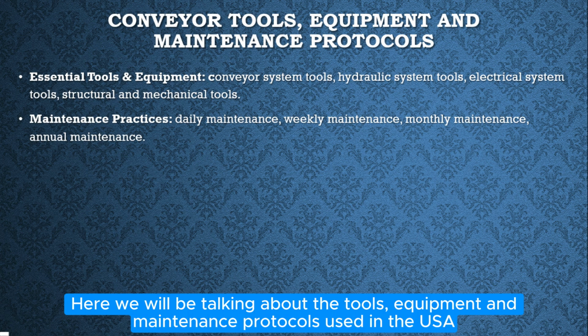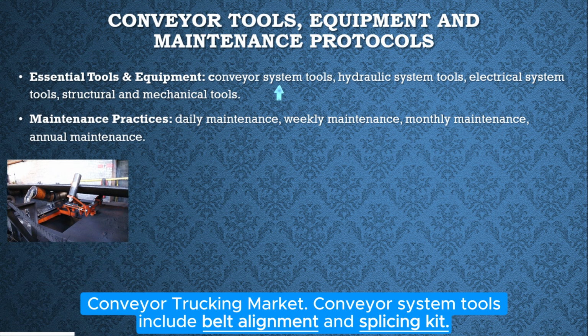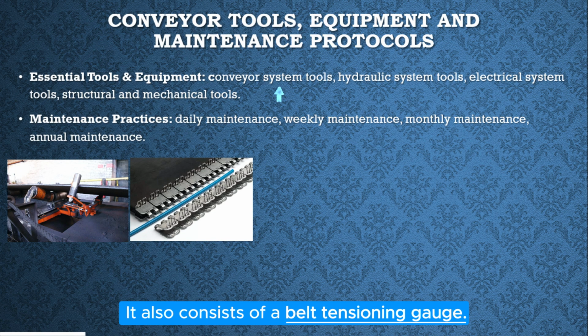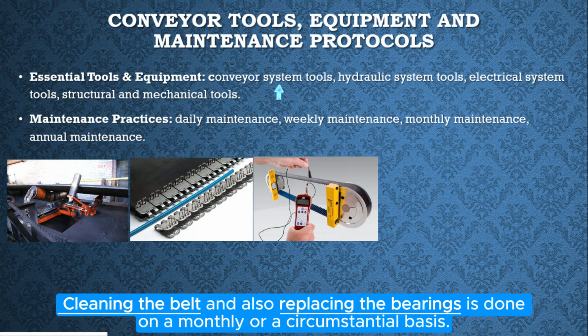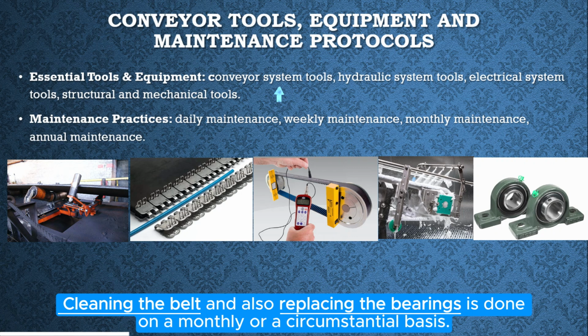Here we will be talking about the tools, equipment, and maintenance protocols used in the USA conveyor trucking market. Conveyor system tools include a belt alignment and splicing kit. It also consists of a belt tensioning gauge. Cleaning the belt and replacing the bearings is done on a monthly or circumstantial basis.